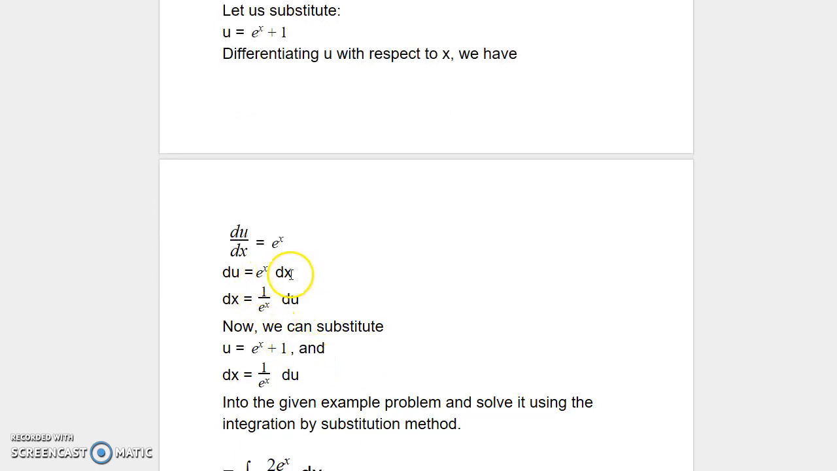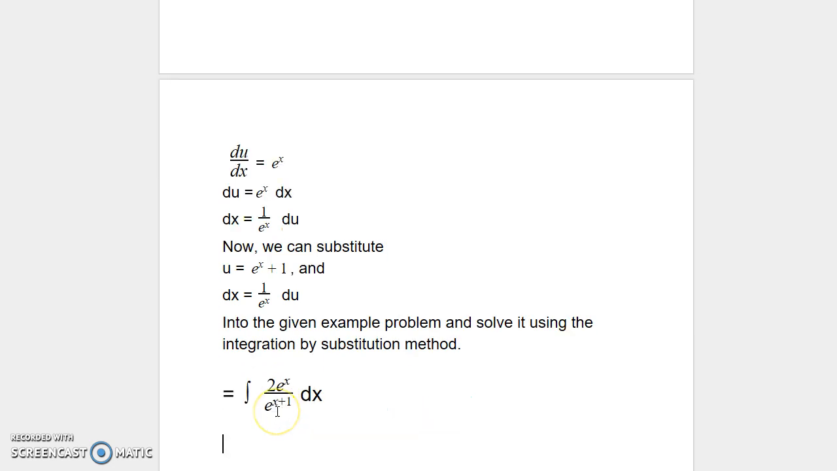If we want to express this in terms of dx, we can write dx is equal to 1 over e to the power of x du. Okay, now we can substitute u as equal to e to the power of x plus 1, and then dx as equal to 1 over e to the power of x du as shown here into the given example problem, and then use the rules of integration and then solve it.